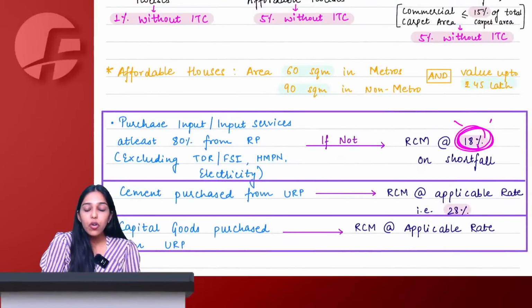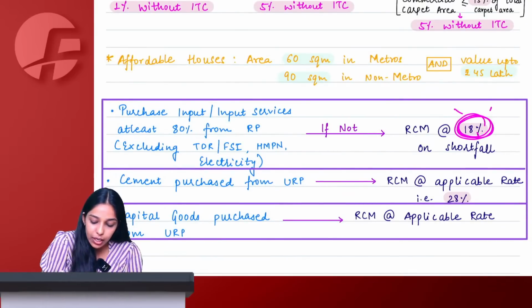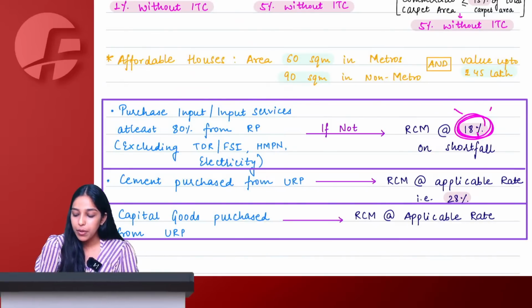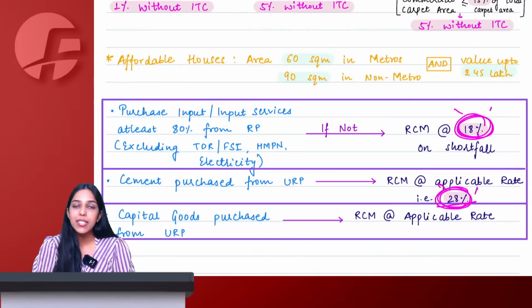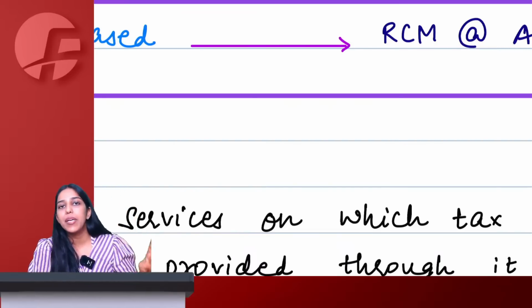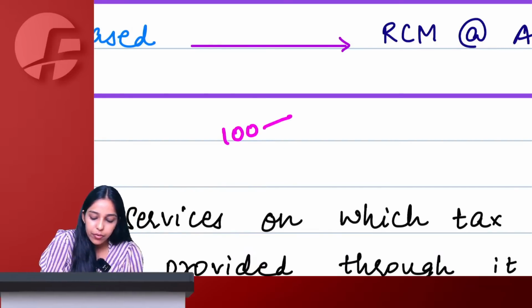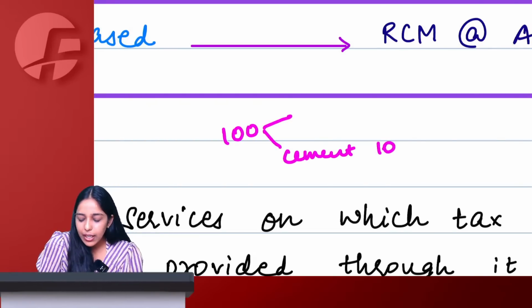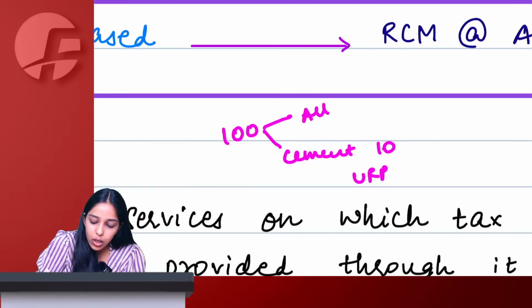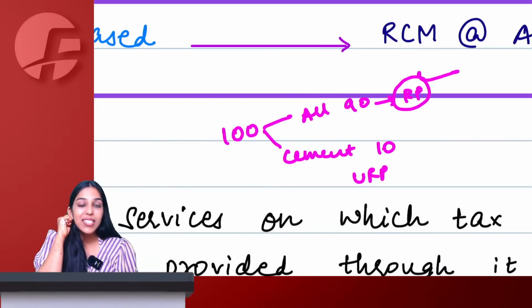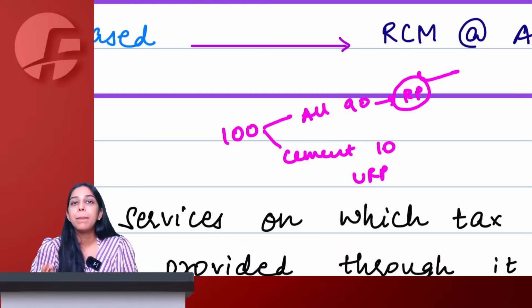Cement particularly, even if you are purchasing 1 rupee of cement, it has to be from a registered person. Even if you are purchasing 1 rupee of cement from an unregistered person, then you have to pay GST at the rate of 28% under reverse charge mechanism. So let us say the total of cement, steel, pipes, bricks, etc., all inputs I purchased worth 100, out of which only cement of 10 I purchased from URP. All other things of 90 I purchased from RP only. Then according to the first condition, that you have to purchase at least 80% from RP, that is fulfilled. No need to pay GST for that. But cement, even if 1 rupee of cement I am purchasing from an unregistered person, no.